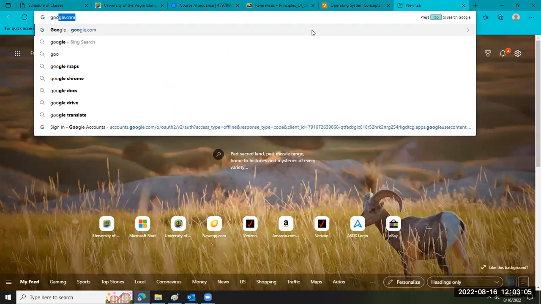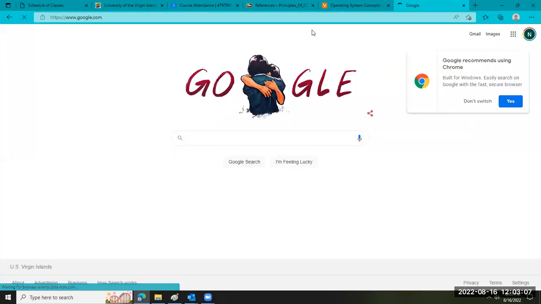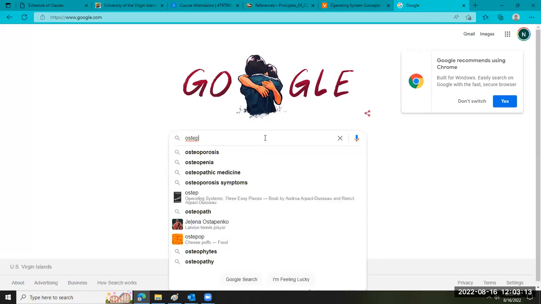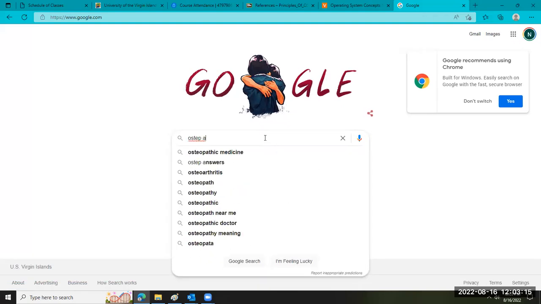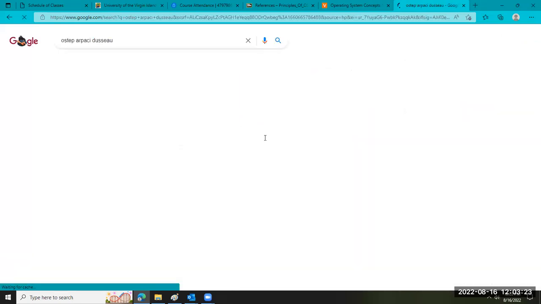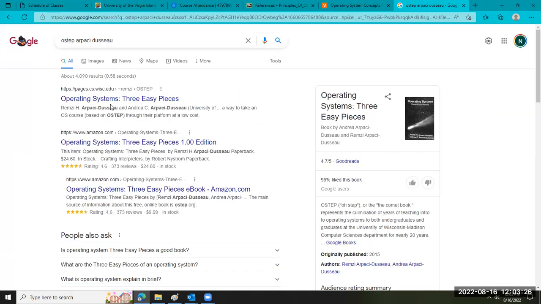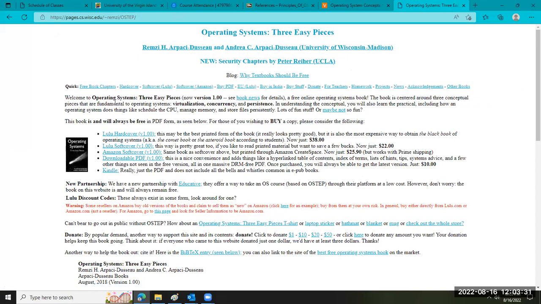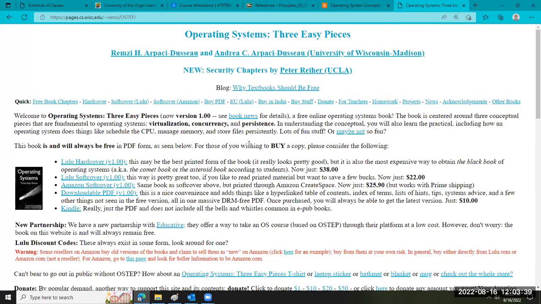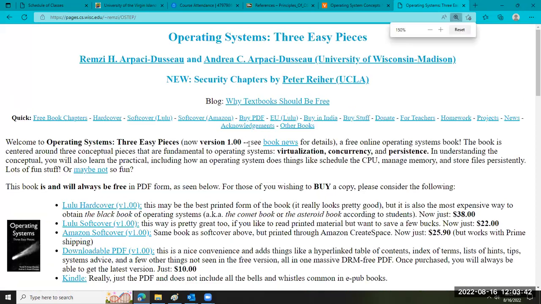So if you Google OSTEP, the term OSTEP, operating systems in three easy pieces. There is an open source version of this textbook. You can buy it electronically. And why do you care? Why would you worry about buying or using a separate textbook?